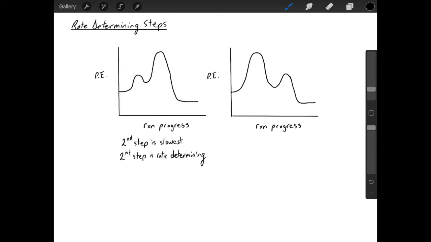You can tell which step is the rate-determining step just by looking at the reaction coordinate diagram. The step with the largest activation energy requires more energy to happen and is therefore less likely to happen, and therefore happens more slowly. In the two-step reaction shown on the right-hand side of the screen, the first step is rate-determining, and the first step is the slowest because it has the larger activation energy.